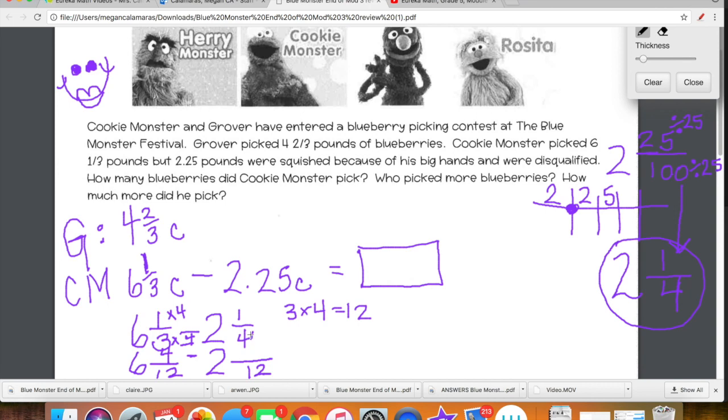Over here, we have to ask ourselves, 4 times what number is 12? Well, 4 times 3 is 12. If we're going to multiply 4 by 3, we have to multiply 1 by 3. And you guys know 1 times 3 is 3.